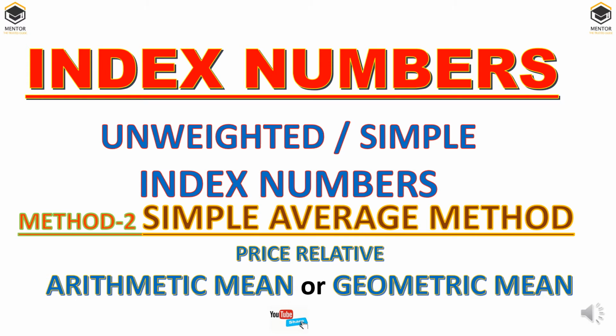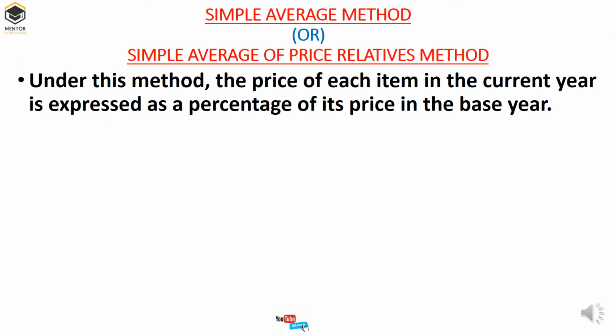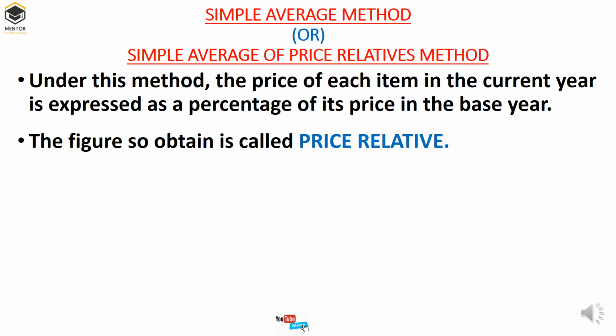So let's start. What is simple average method? Under this method, the price of each item in the current year is expressed as a percentage of its price in the base year. This figure so obtained is called price relative. So whenever we talk about the simple average method, it is a simple average of price relative method.